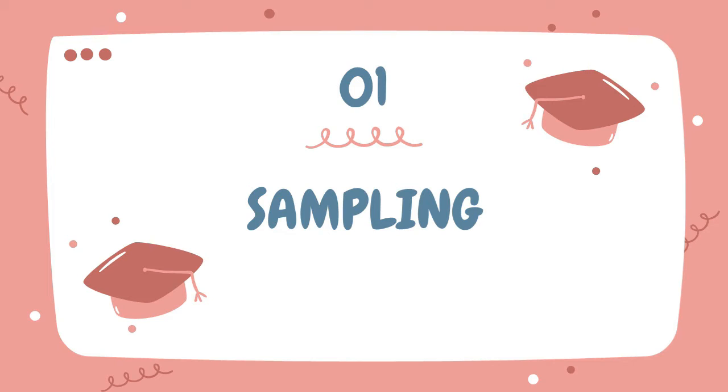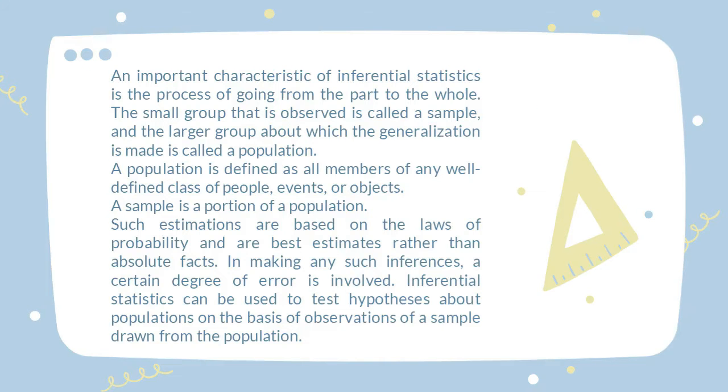We would like to explain about sampling. An important characteristic of inferential statistics is the process of going from the part to the whole. A population is defined as all members of any well-defined class of people, events, or objects. A sample is a portion of a population.